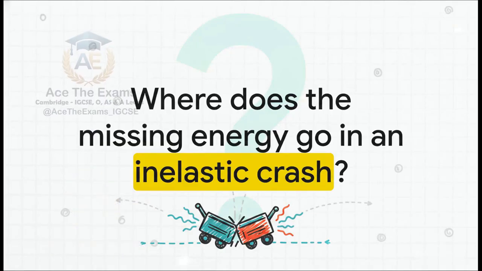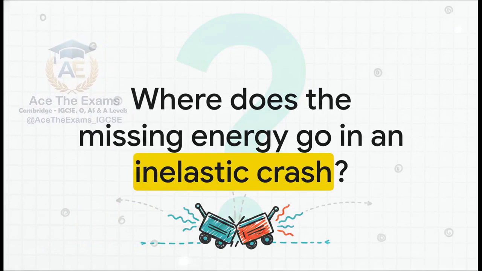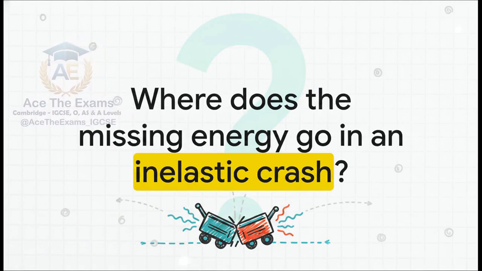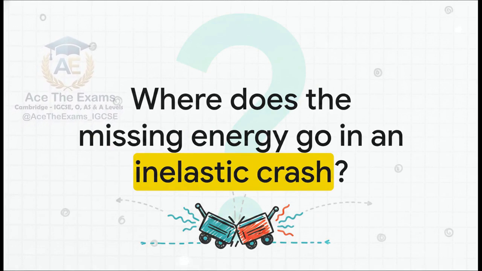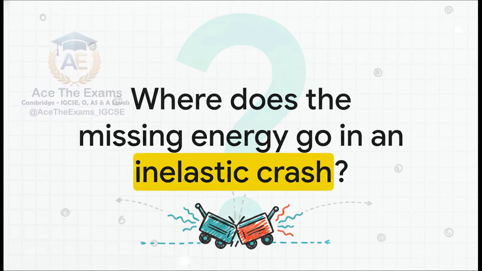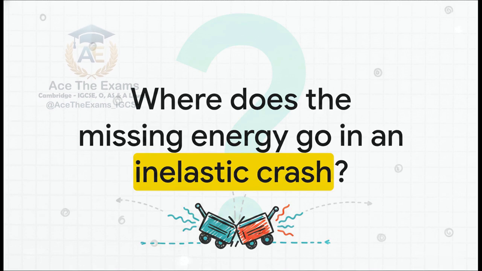Which leaves us with this final burning question to test your new analytical skills. If momentum is strictly conserved in every single crash, but the kinetic energy in an inelastic crash plummets from 1.8 joules to a tiny fraction of that, where exactly does the missing energy go? Energy cannot be created or destroyed. So when those trolleys slammed together and stuck, what new forms did that energy take?